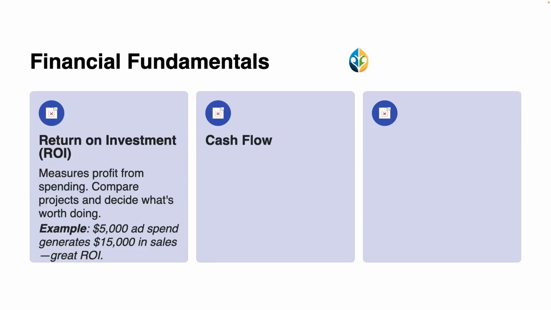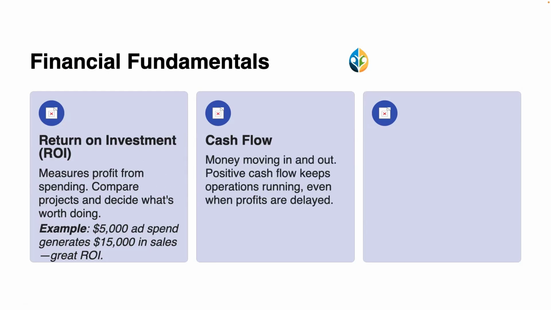Cash flow. Now, this is the timing of money in and out. Positive cash flow keeps the lights on, keeps the rent paid, even when profits are delayed, right? So this is important. As an example, profitable on paper, but cash flow is tight. Yes, the business looks profitable, but the cash flow is tight. You want to address that as a business person.